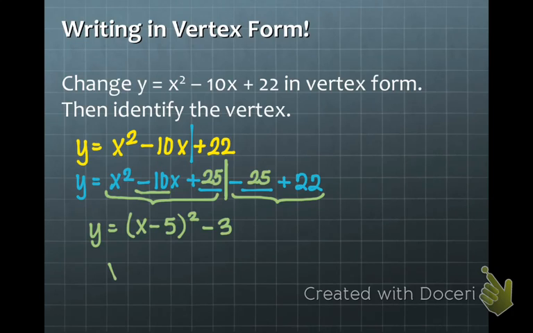So what would the vertex be for this particular graph? It's going to be h and k. And remember, you always have to change the sign on h. So since I have a minus 5, it changes to a positive 5. But k you always keep the same. So it's going to be negative 3.